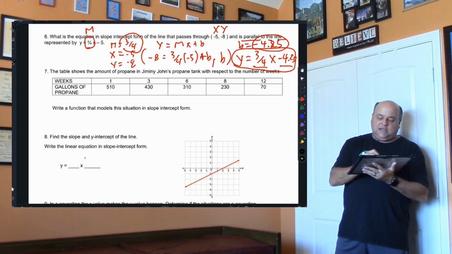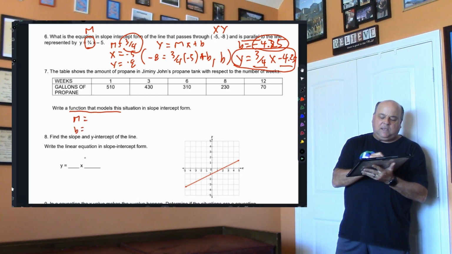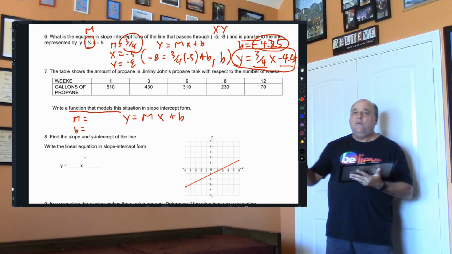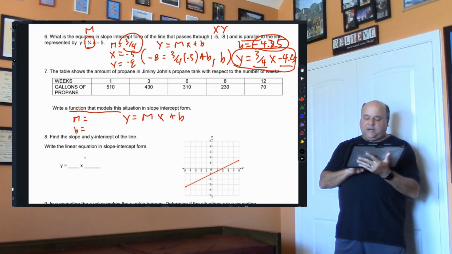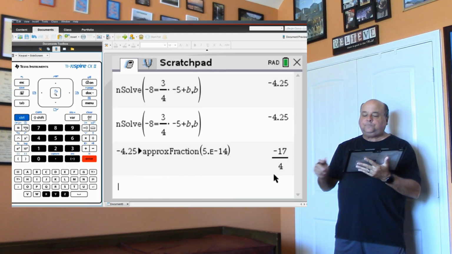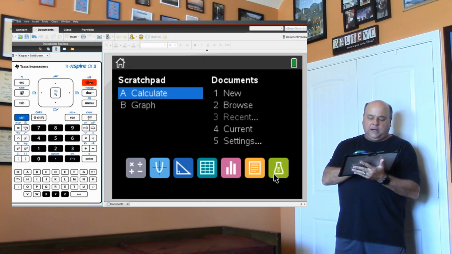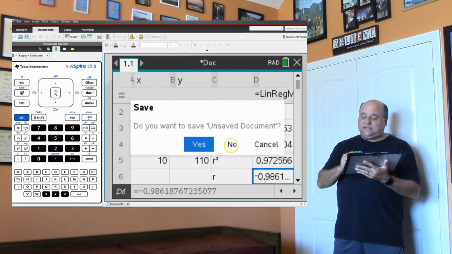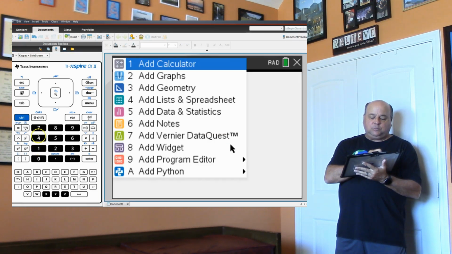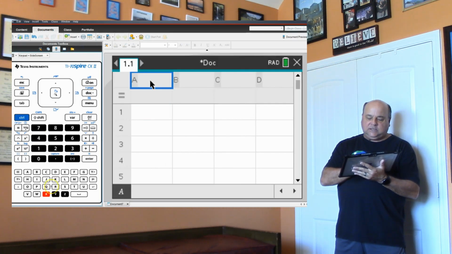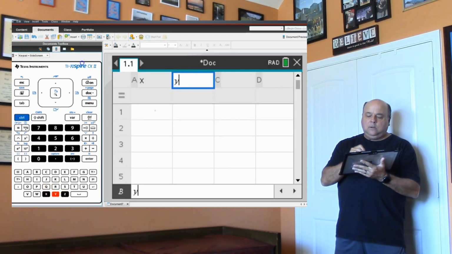We're going to type this in. We want the function rule. So we want the m equal and the b equal, and we're going to make the function y equals mx plus b. So we're going to type this into a spreadsheet. So go to your calculator. We're going to hit home. We're going to click 1. We do not want to save anything. We're going to add a spreadsheet 4 and then put the x and y at the top and then type in the spreadsheet.